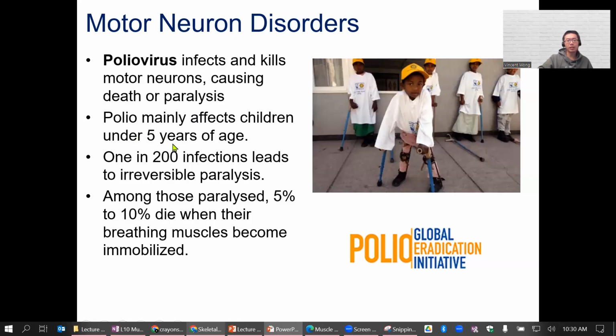Polio mainly affects children under the age of 5. 1 in 200 infections leads to irreversible paralysis, but fortunately there is a polio vaccine that exists.